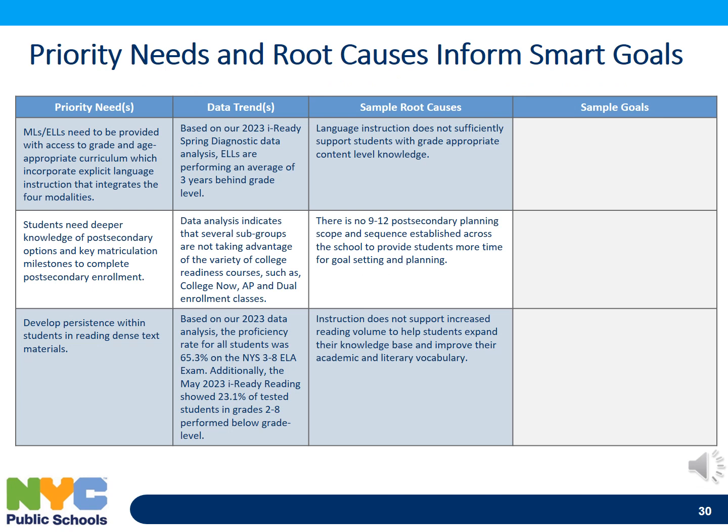This chart illustrates how priority needs, data trends, and root causes can be used to inform the goal-setting process. In order to support a coherent approach to planning so that the needs, goals, action steps, and progress targets all align, we recommend charting out the needs, data trends, and root causes identified during the needs assessment, and asking, once you've drafted a goal, is this goal responsive to the needs? And does it make sense based on the data points and root causes we've identified?